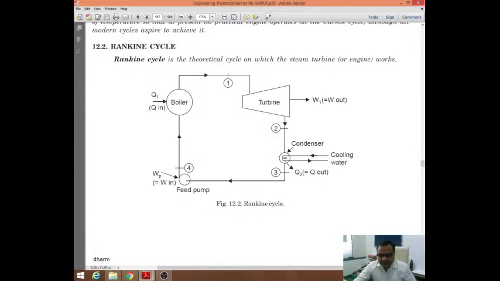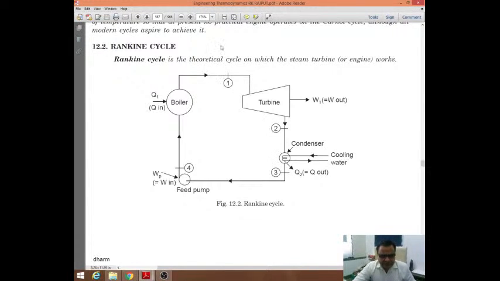And the second thing is that as we are achieving superheated steam, the moisture content when the steam is entering the turbine reduces, and that greatly reduces the problem of erosion of the turbine blades, which is a very, very important practical problem. So that is the modification.